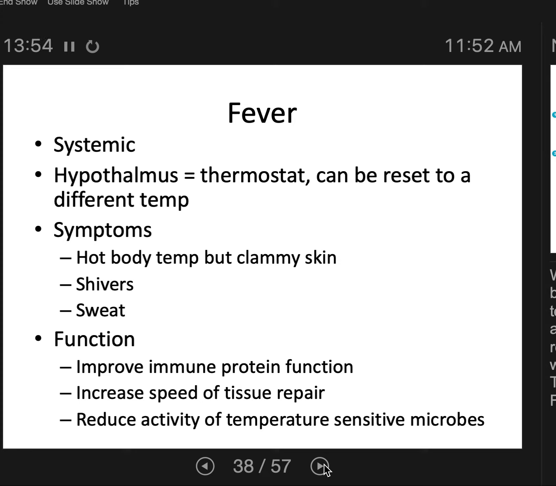Right? So the function of fever is to improve the function of immune system proteins, to increase the speed of tissue repair, and to reduce the activity of temperature-sensitive microbes. I'm going to go through each of these. First, improve immune protein function. There are many proteins in the immune system that function better at temperatures just slightly above normal body temperature, slightly above 98 degrees Fahrenheit.